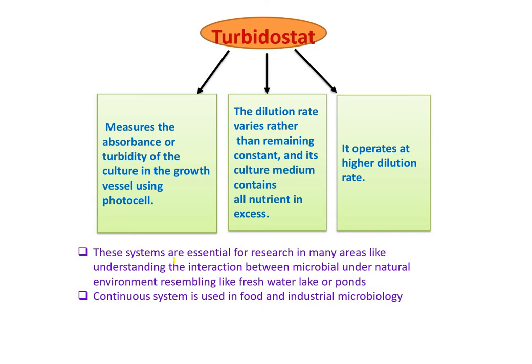So these systems are essential for research in many areas, such as understanding the interaction between microbes under natural environments resembling freshwater lakes or ponds. The continuous system is used in food and industrial microbiology. We can say that continuous systems are used at large scale in food and industrial microbiology, because the production of enzymes and other products takes place under the continuous culture system. So it is very useful at the large scale.